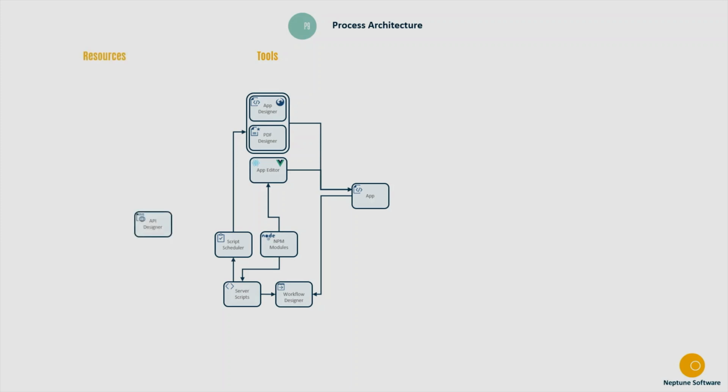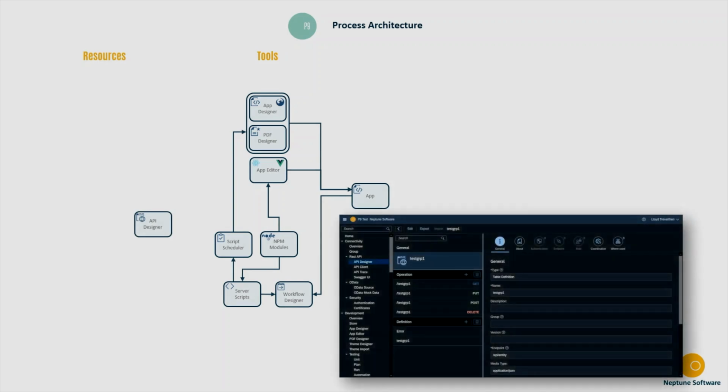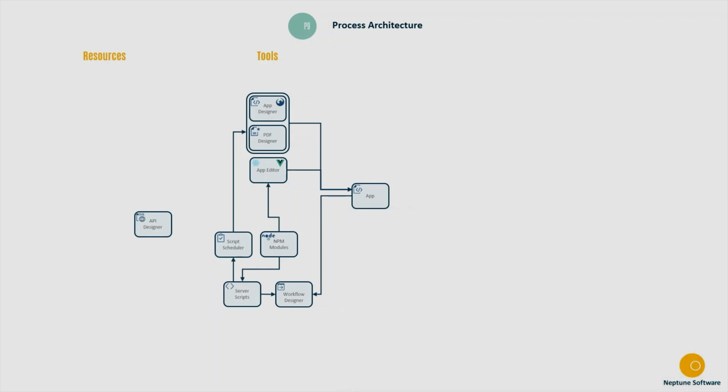One of the most powerful is the API Designer. The API Designer in Planet 9 provides a graphical user interface for the creation and configuration of API definitions. The API Designer makes it easy to define and update an API. It makes APIs reusable for many applications. These APIs integrate with the App and PDF Designer, as well as with server scripts.